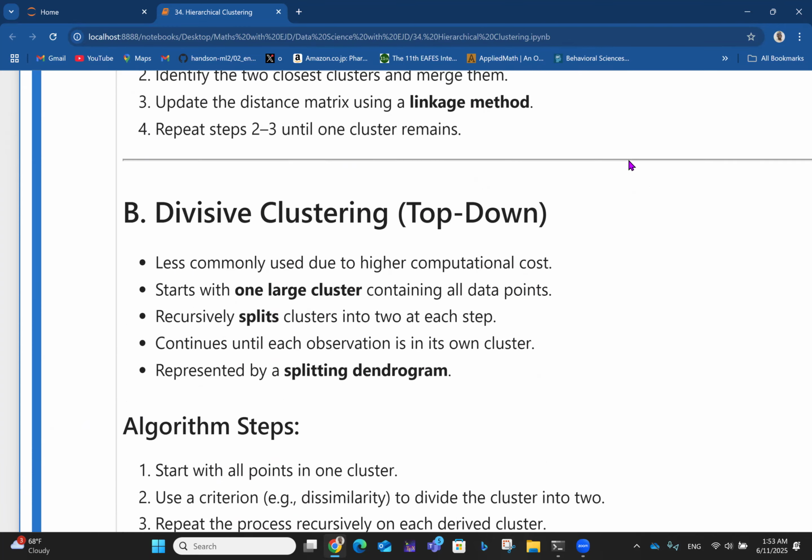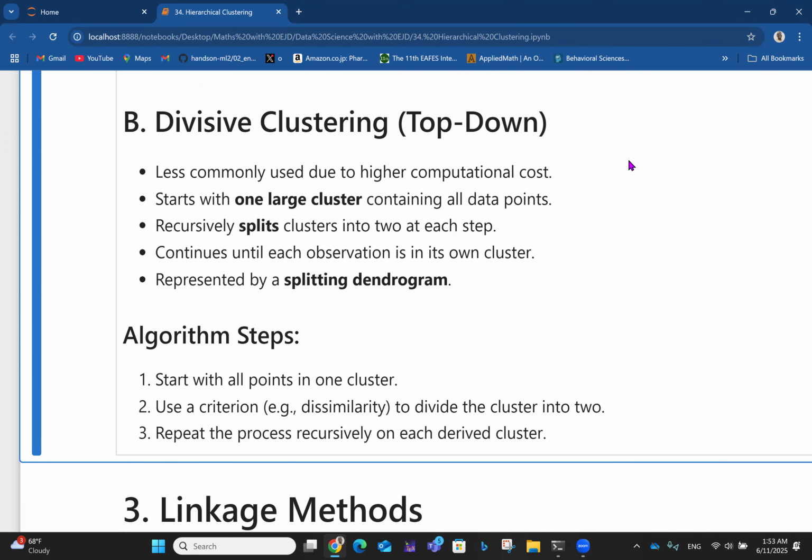Then apart from agglomerative clustering, we have divisive clustering, which is top-down. This is less commonly used due to higher computational cost. This one starts with one large cluster containing all data points. So instead of agglomerative, where you start with one data point and build up to the whole data set, this one starts with the whole data set, and then you recursively split clusters into two at each step. So it's basically the opposite of agglomerative clustering. This continues until each observation is in its own cluster, represented by a splitting dendrogram.